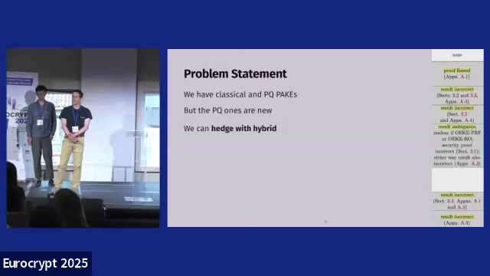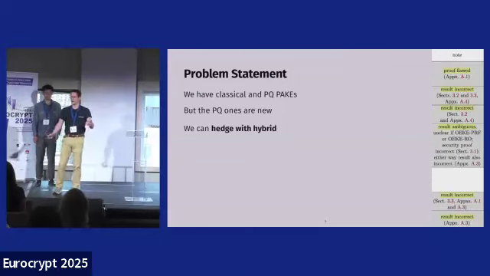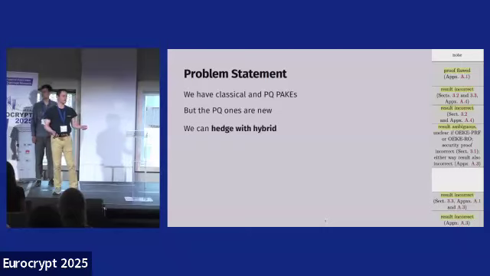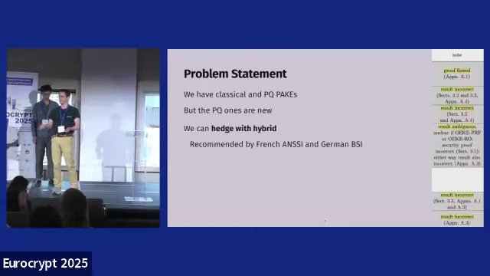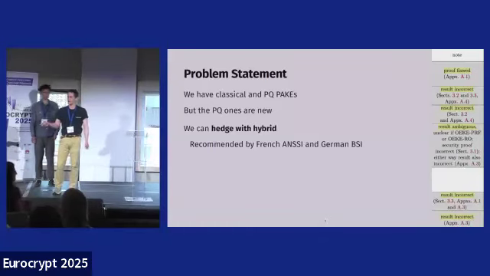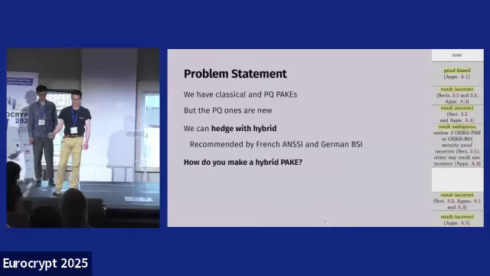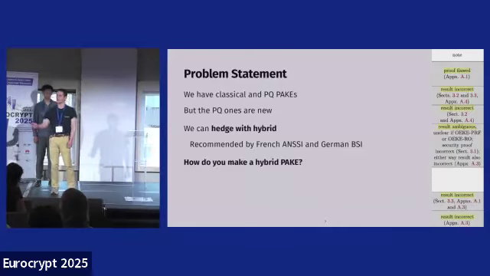So one solution is to hedge with hybrid constructions. That is, build a construction that uses classical assumptions as well as post-quantum assumptions. And this is a typical way of going about things that is recommended by various governments. So our problem statement is, how do you build a hybrid PAKE?